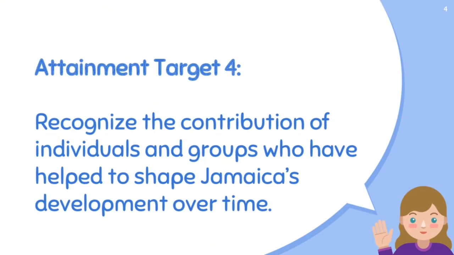The attainment target is for us to recognize the contribution of individuals and groups who have helped to shape Jamaica's development over time. You may be wondering why there's attainment target 4. That is because there are several attainment targets. However, for this unit, the focus is on attainment target number 4.